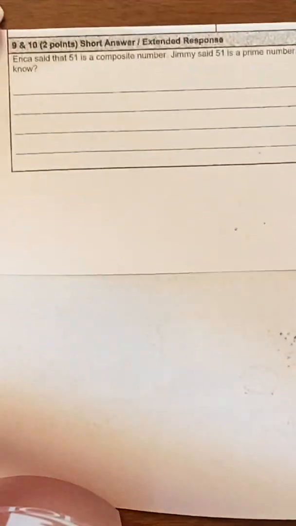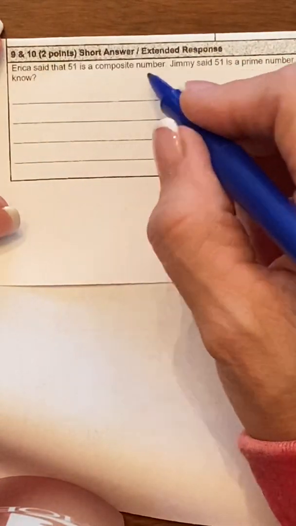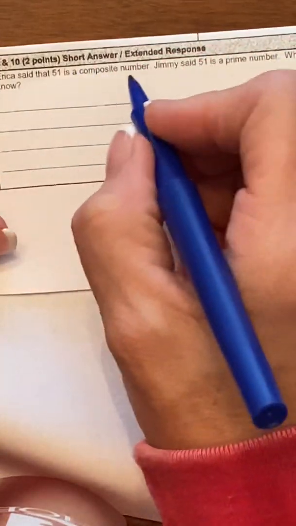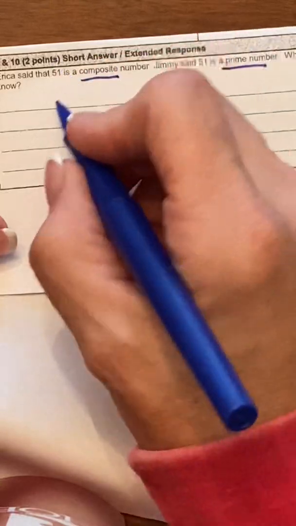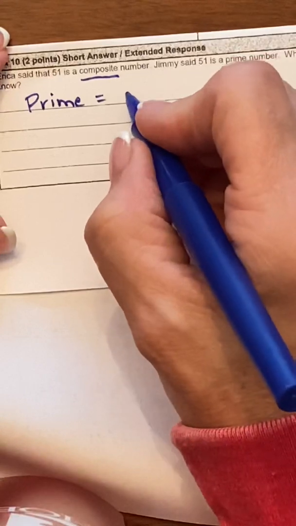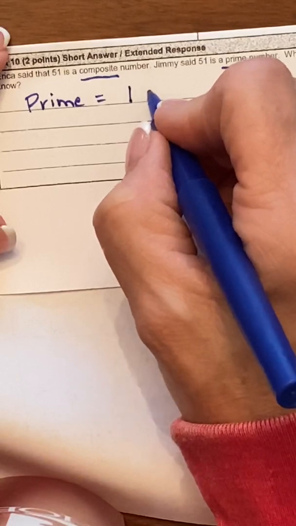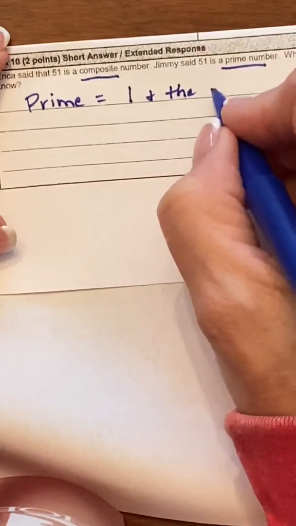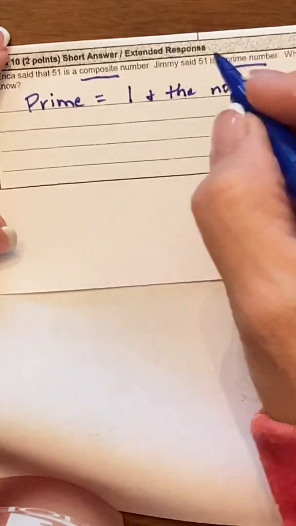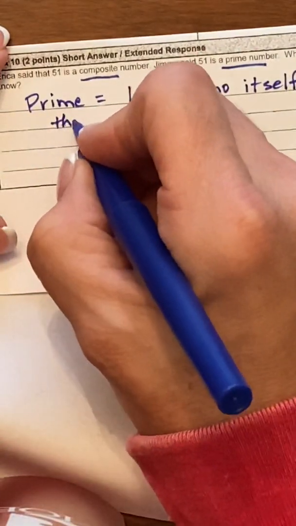This one reads, Erica said that 51 is a composite number. Jimmy said 51 is a prime number. Who was right, and how do you know? Okay, so let's talk about composite versus prime. Prime numbers are whenever the factors are 1 and the number itself. Those are the only factors that make that particular number.